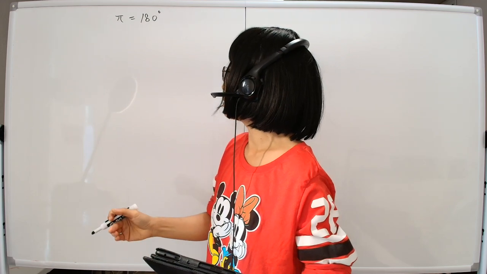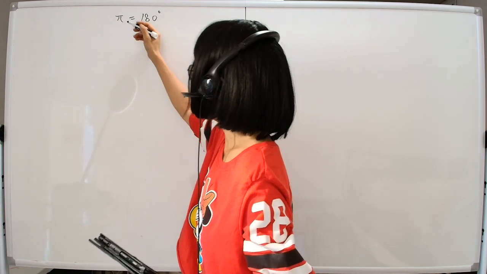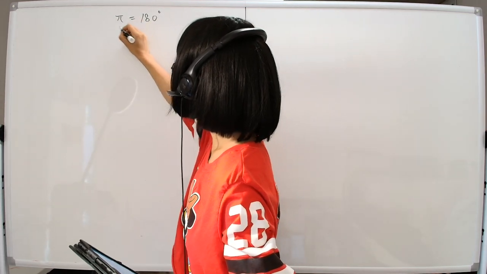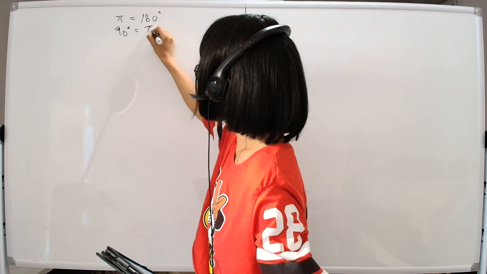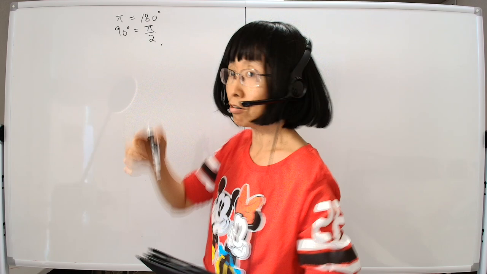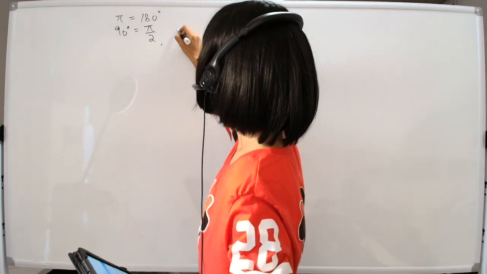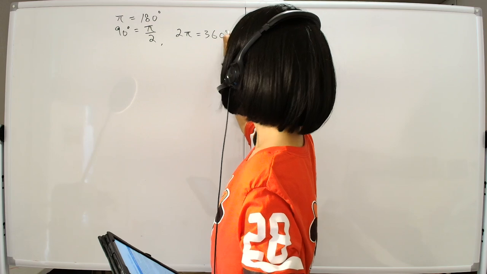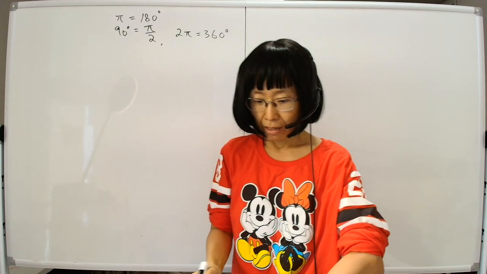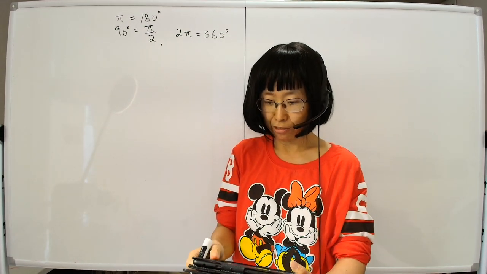And so half a right angle, 90 degrees, is pi over 2, and so on. And then the whole circle, which is 2 pi, is equal to 360 degrees. And that should be enough.